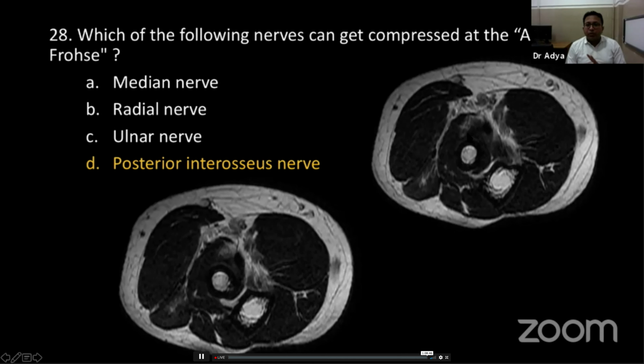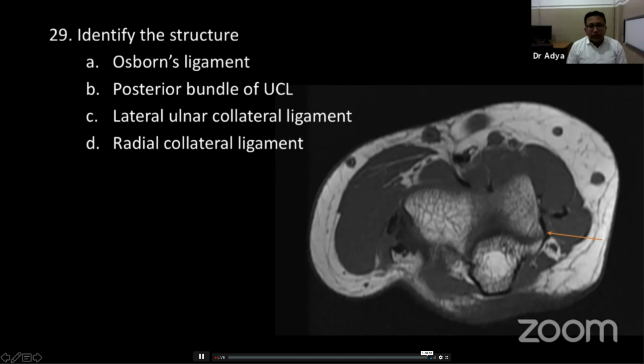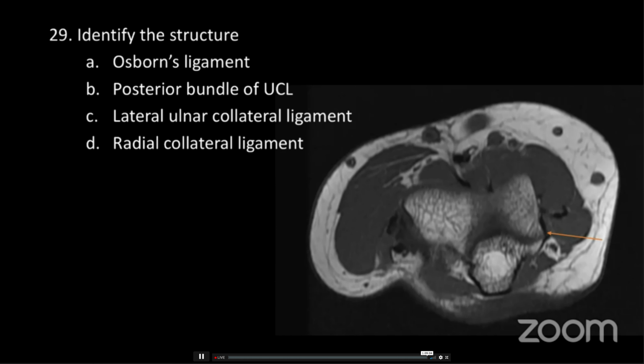Now 29, identify the structure. A, Osborne's ligament, B, posterior bundle of UCL, C, lateral ulnar collateral ligament, or is it D, radial collateral ligament? Yeah, live, sir. I'm ending the poll now, sir.